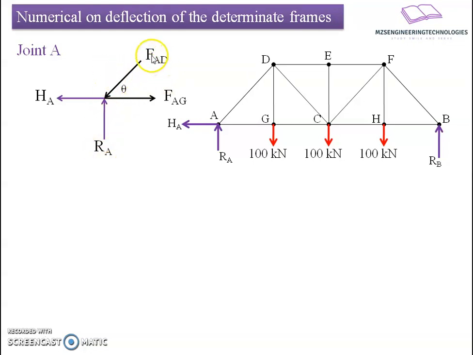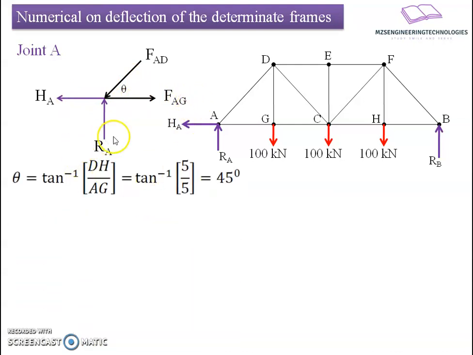So here Fad is considered to be moving downward to counterbalance the reactive force going upward. Its vertical component will counterbalance this, whereas its horizontal component will balance the force in member Fag. Let us first find the angle theta from the geometric relation. Taking tan inverse of dg upon ga, the vertical height versus the horizontal length, it is 5 by 5, equal to 1. Theta works out to 45 degrees.